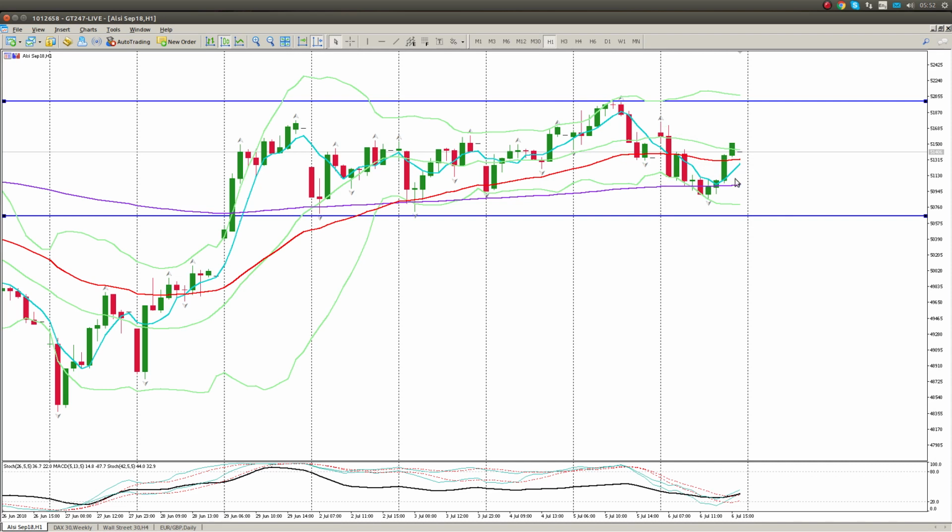You can also see that the 200 EMA on all the time frames, so the daily, 4-hour, and the weekly, and hourly, are all playing a pretty big role in holding up price at the moment.